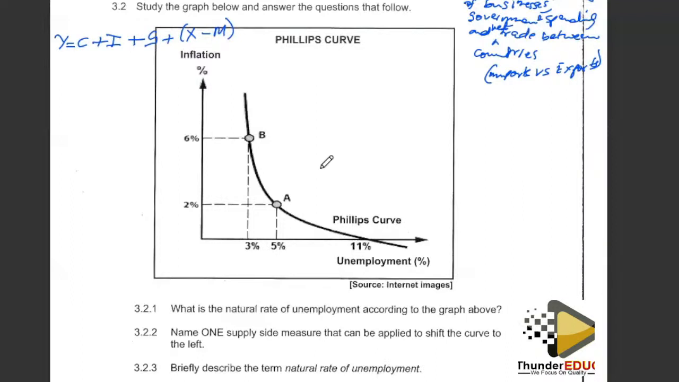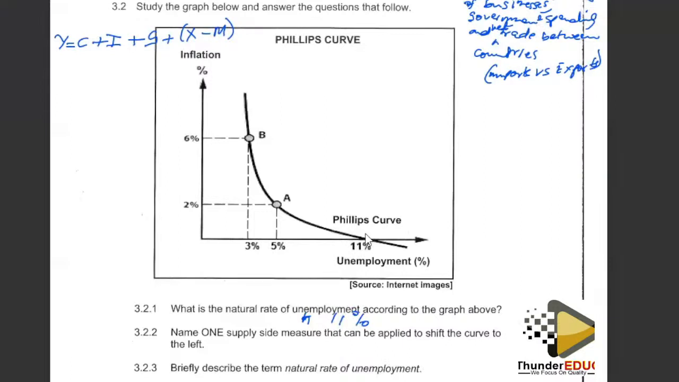Okay, right. So now let's check out 3.2.1, what it has in store for us. What is the natural rate of unemployment according to the graph above? The natural rate of unemployment that we have is 11%. So this 11% is the natural rate of unemployment. Okay, right, grade 12s. So our answer here is going to be 11%.